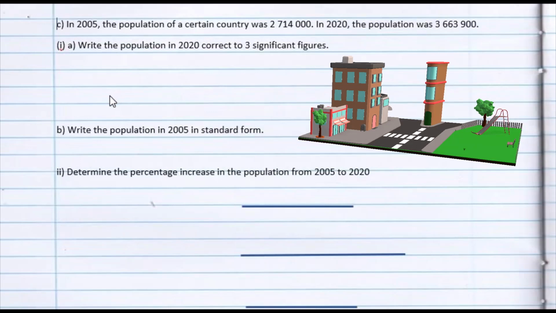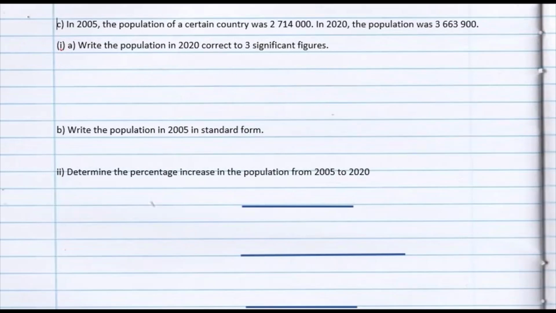So we're looking at part C of question 1. In the year 2005, the population of a certain country was 2,714,000. In the year 2020, the population was 3,663,900. We're asked to write the population for the year 2020 correct to 3 significant figures. So what was the population in the year 2020?